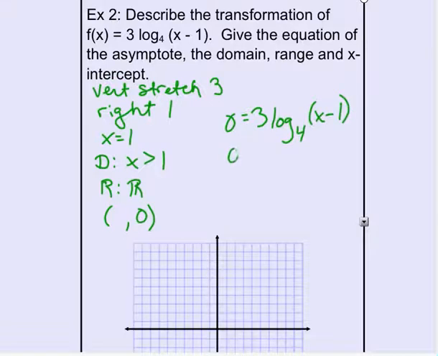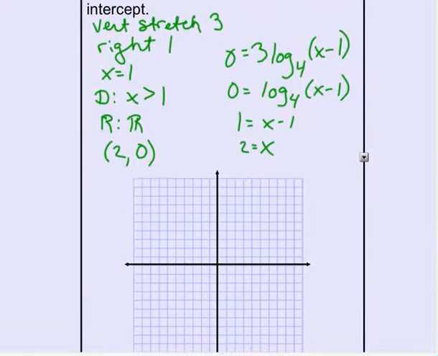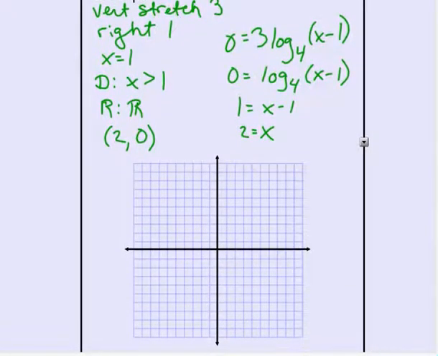dividing both sides by 3 doesn't change our 0. And then we're going to convert this to exponential. 4 to the 0 power is 1. Adding 1 to both sides, we get an x value of 2. Another way to think about that is that we shifted it right 1. So that ordered pair that was (1, 0) went to (2, 0).